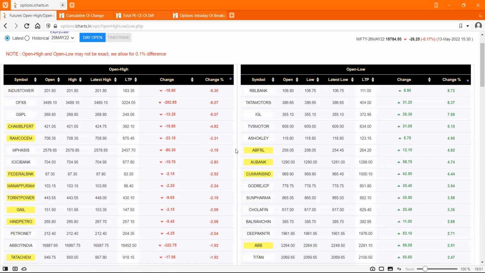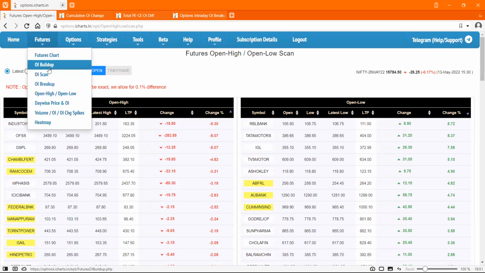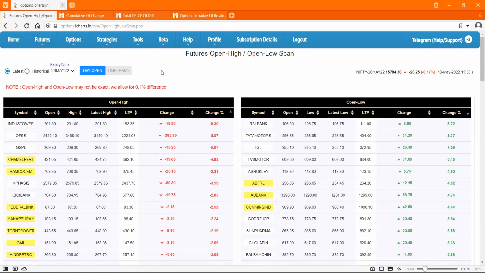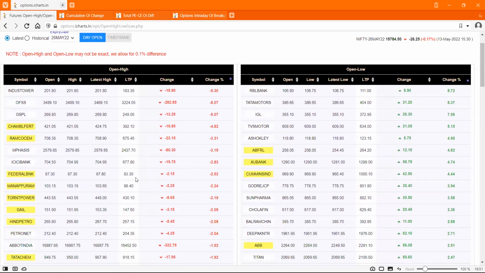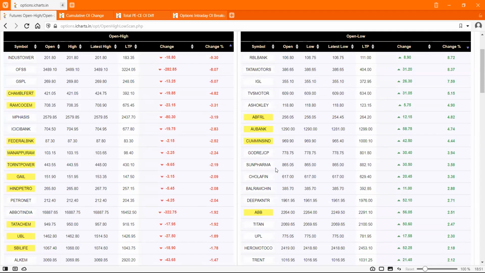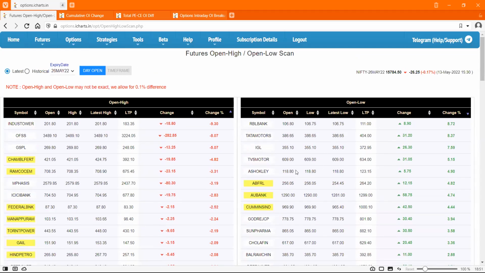So basically, this is again one of the other ways. If OI scan is one way to select scripts for trading, open high, open low is another way to select scripts. Maybe if the market is bullish, you can look at these open low scripts, the ones not highlighted in yellow, and take these scripts, go to your charts and check based on indicators if you get any buy signals. Whatever buy signals are there, you can trade. The probability is that these will stay positive for most of the day.